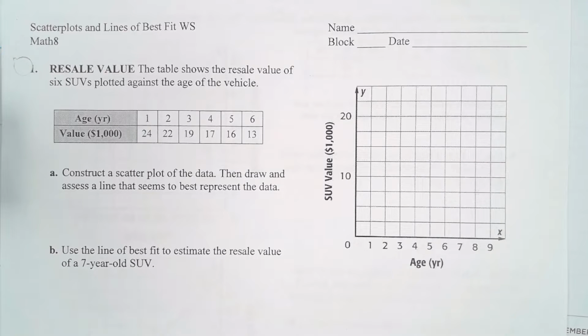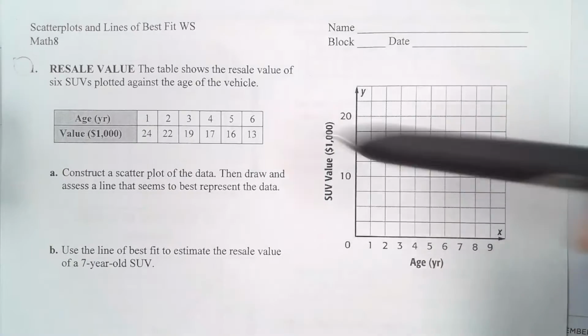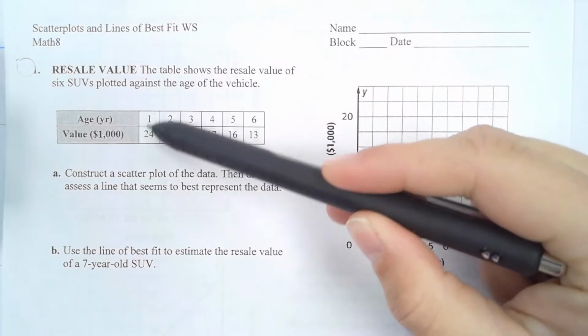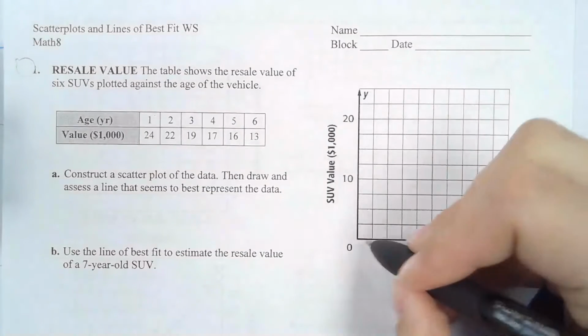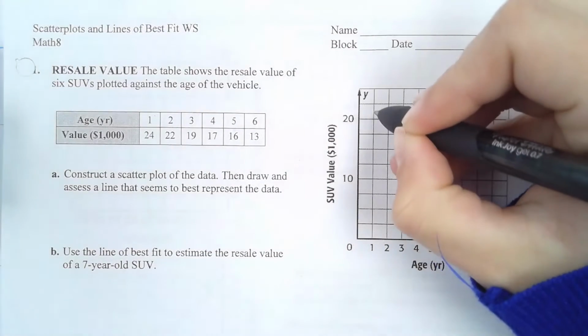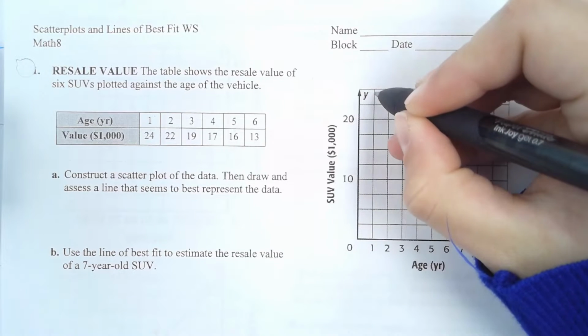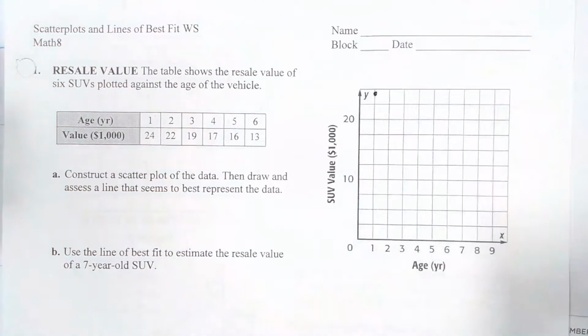Hello, today we are going to review scatter plots and lines of best fit. So first one here says the table shows the resale value of 6 SUVs plotted against the age of the vehicle. Part A, construct a scatter plot of the data, then draw and assess a line that seems to best represent the data. Alright, so our first ordered pair from the table here is at 1 year, the value was 24,000. So 1 year it was at 24, so that would be about right here.